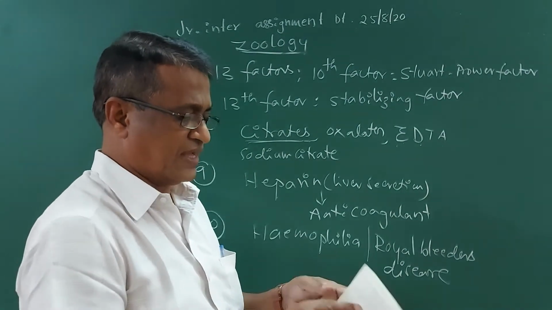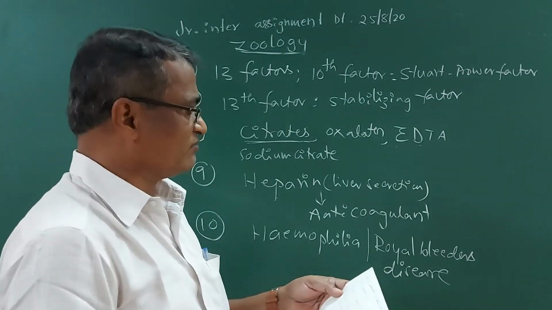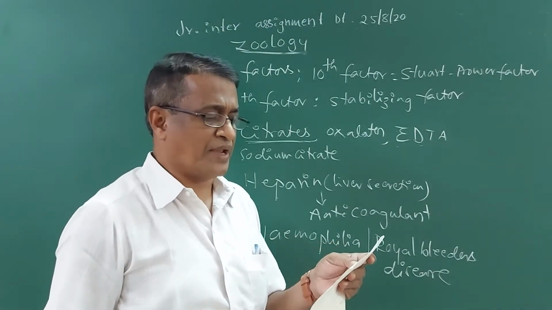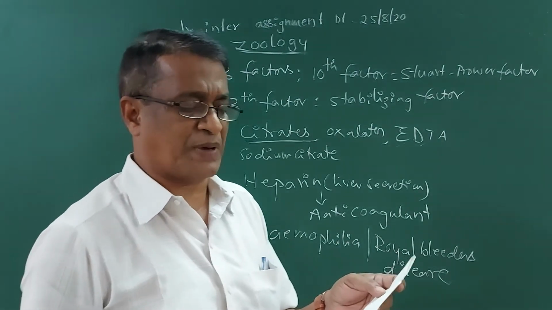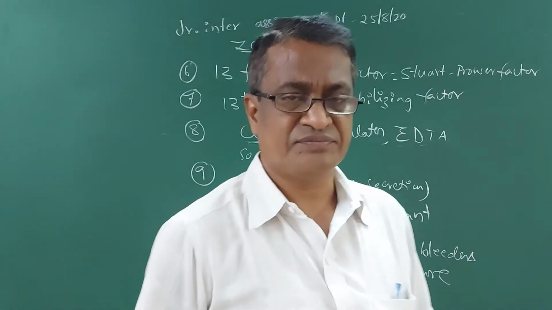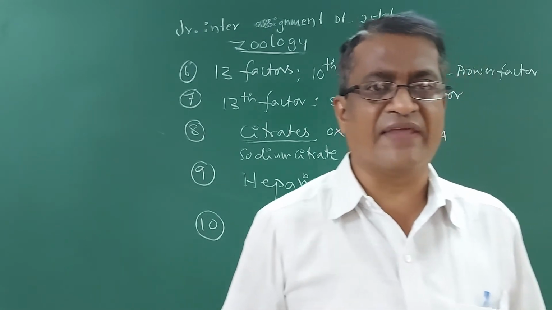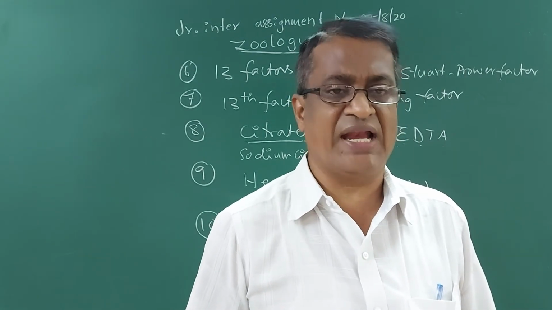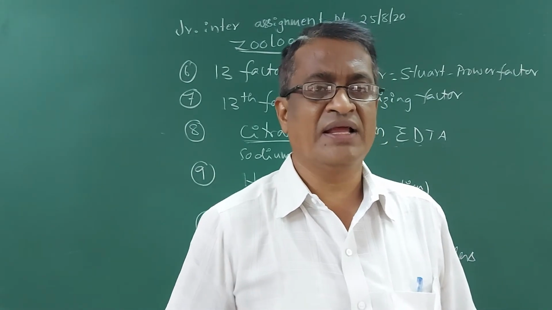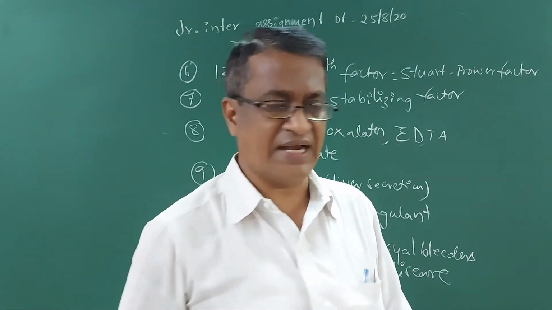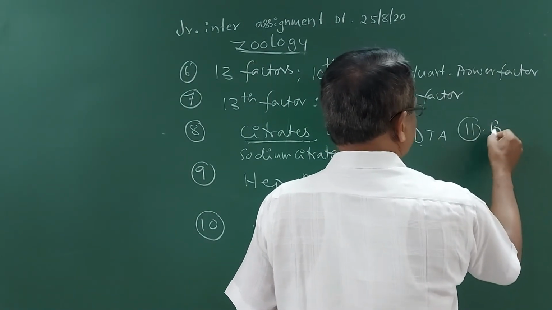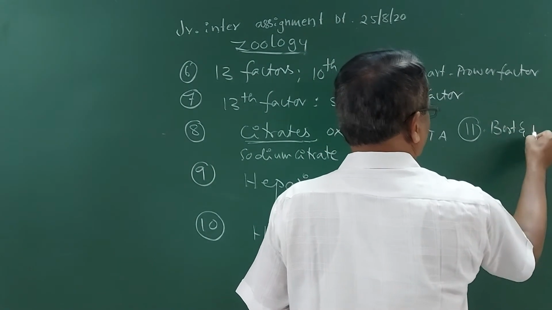Then the 11th one, the role of prothrombin in blood clotting was first explained by 2 scientists, Best and Taylor, who explained the mechanism of blood clotting initially and recognized the role of prothrombin in blood clotting. The 2 scientists are Best and Taylor.